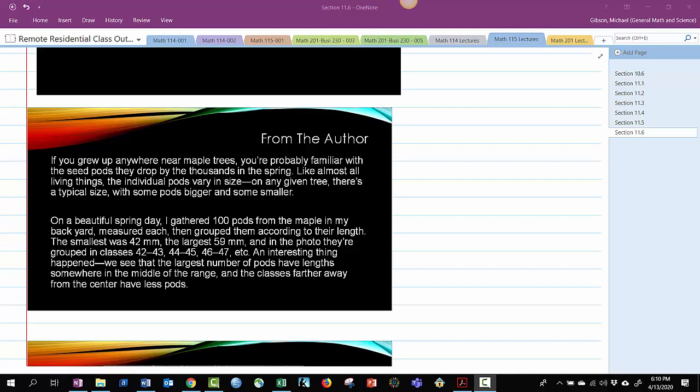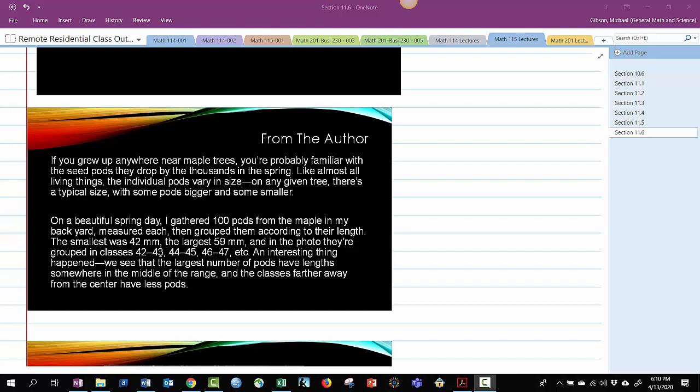If you grew up anywhere near maple trees, you're probably familiar with the seed pods they drop by the thousands in the spring. Like almost all living things, the individual pods vary in size. On any given tree, there's a typical size with some pods bigger and some smaller. On a beautiful spring day, I gathered 100 pods from the maple in my backyard, measured each, then grouped them according to their length. The smallest was 42 millimeters, the largest was 59, and in the photo they're grouped according to classes. 42 to 43 millimeters.